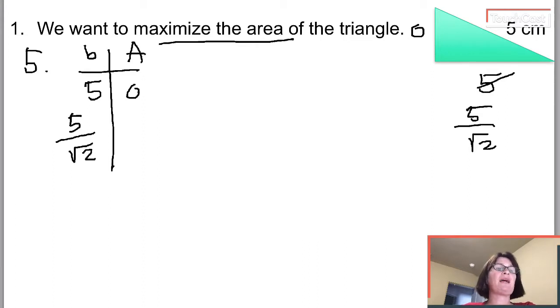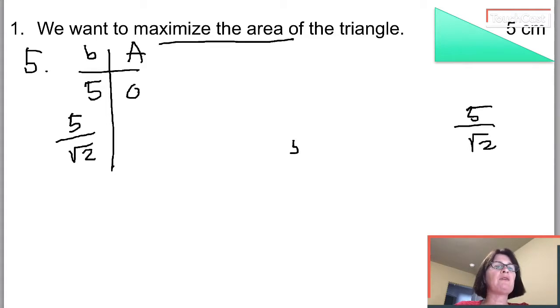I want to figure out what the height is going to be in that scenario. Or that equation for the area that I wrote that only had b's in it, I could substitute this b value in. I think it might be a little bit faster if I just try to figure out what h is going to be in this scenario.